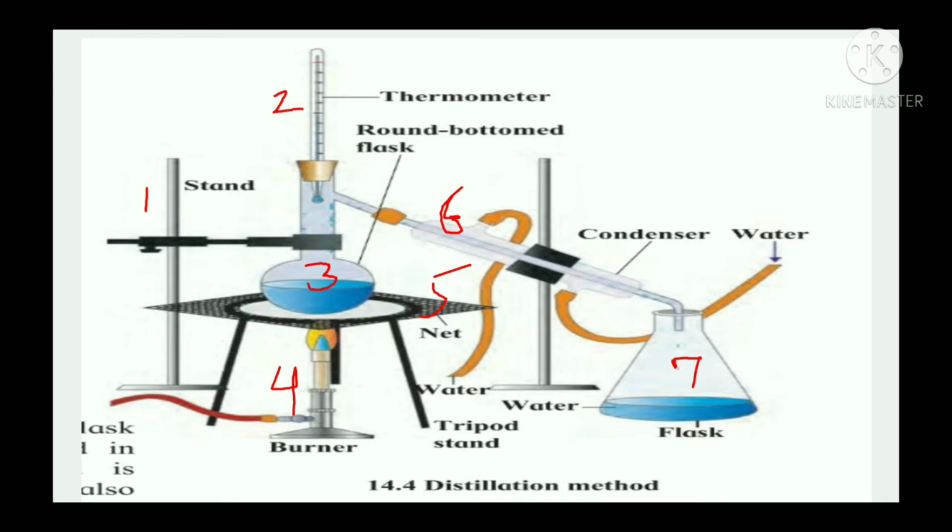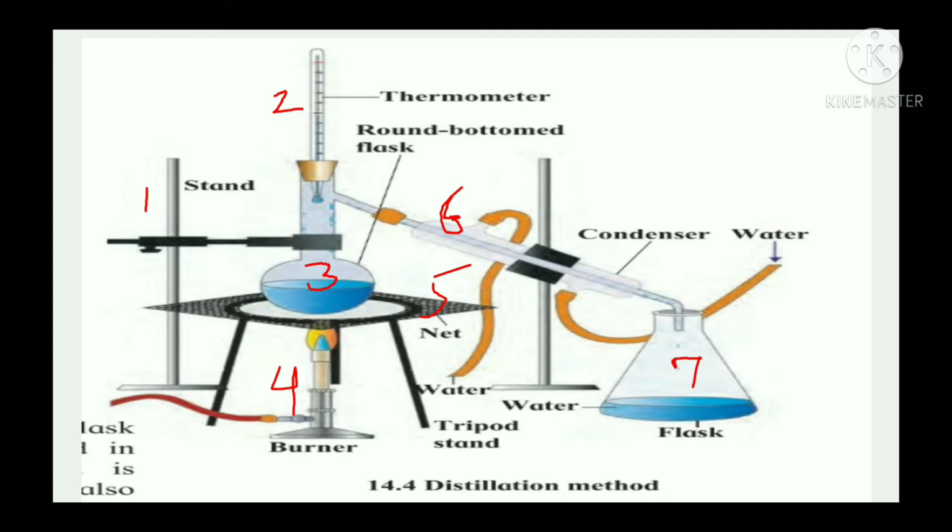Now what we can do here, take some salt water in a round bottom flask. You can see the blue color, yes. Take some salt water in a round bottom flask, arrange the apparatus, then start heating the liquid in the flask placed on the wire gauge. Okay, observe the conical flask.